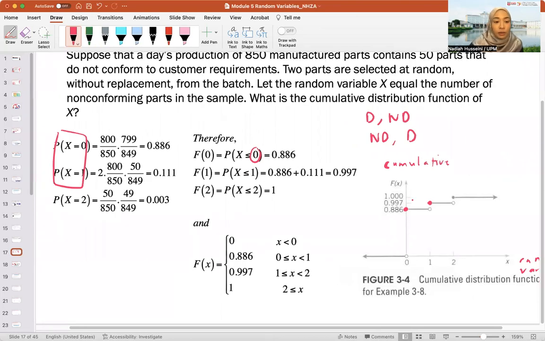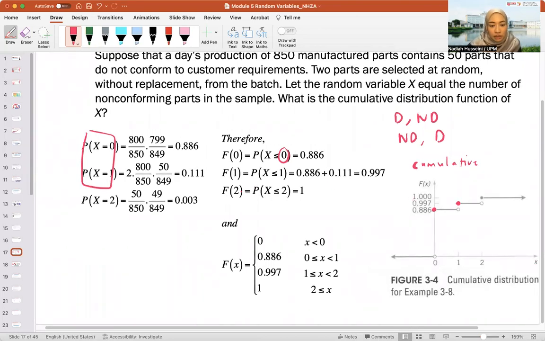That's it for now. And then the next one is the cumulative distribution function of 2, which means the probability of x equal to 2 or less than 2, which means it is equal to 2, and anything that is less than 2, which means it's everything over here. So you have to add all of this probability to get your F2, right? So 0.886, 0.111, and 0.003 will give you 1.